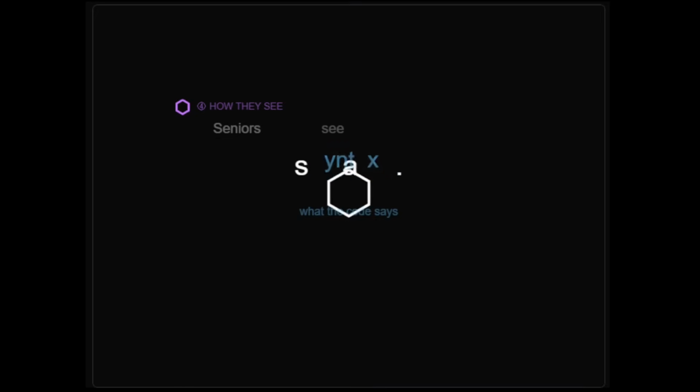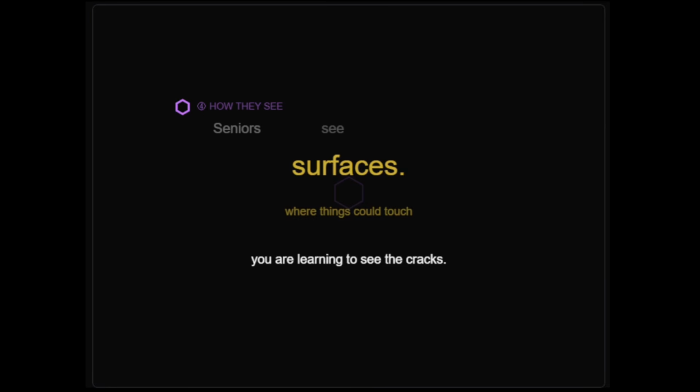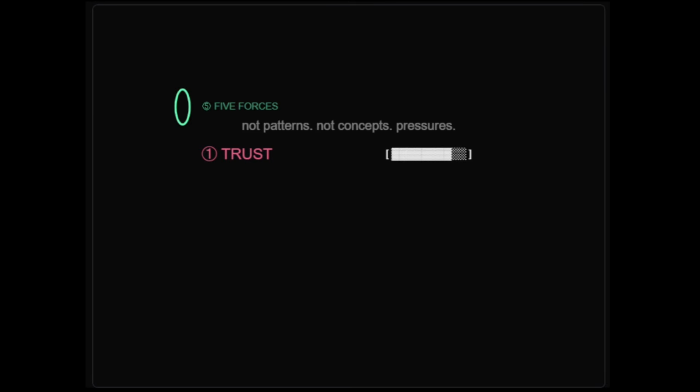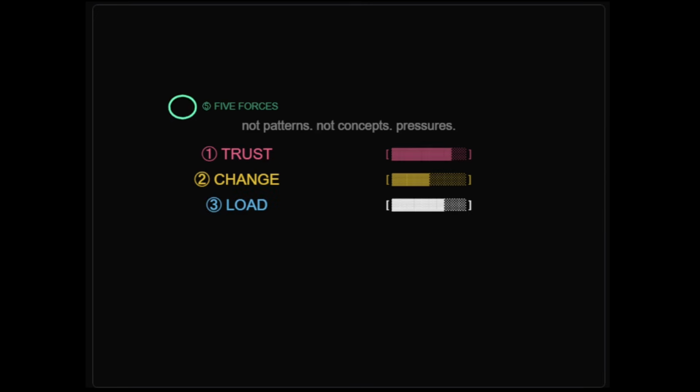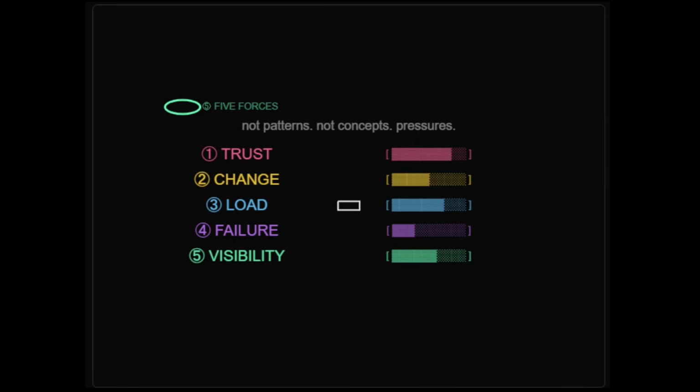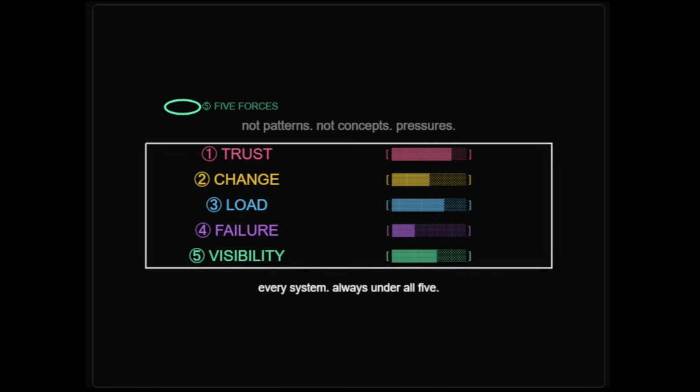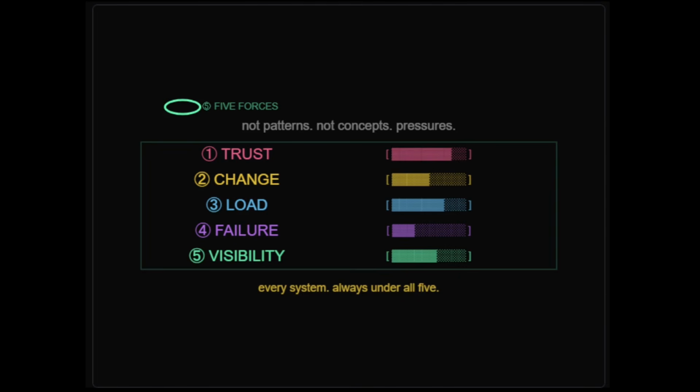We are going to do that by understanding 5 forces. These aren't design patterns. They are not framework concepts. They are the fundamental pressures that every software system is always under. The forces that shape every architectural decision that has ever been made. Once you understand these 5 forces, architectural decisions stop seeming arbitrary. They start seeming inevitable.